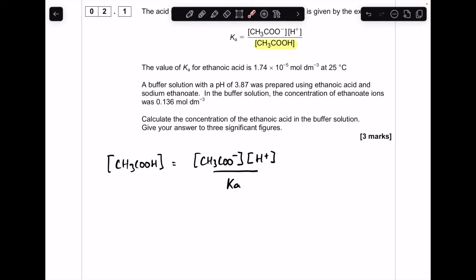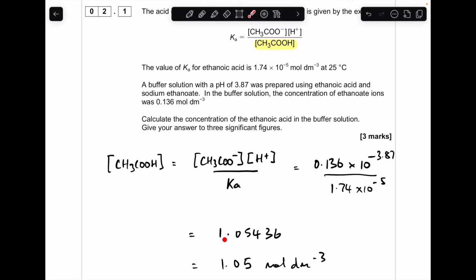So if we look at the numbers, Ka we've been given is 1.74 times 10 to the minus 5. The concentration of the ethanoate ion is 0.136. And the H plus concentration, well, we're going to get that from the pH. So we're going to do 10 to the minus 3.87 to convert the pH into the H plus concentration. Calculate the value that comes out of that. To 3 significant figures, the answer is 1.05 moles per decimeter cubed.